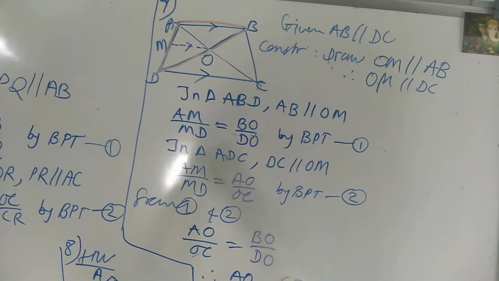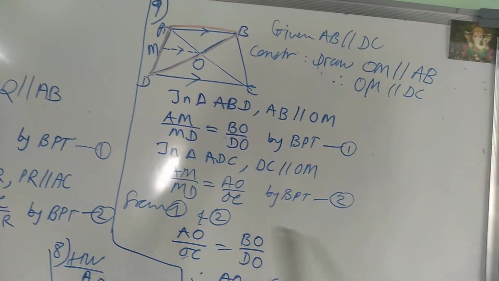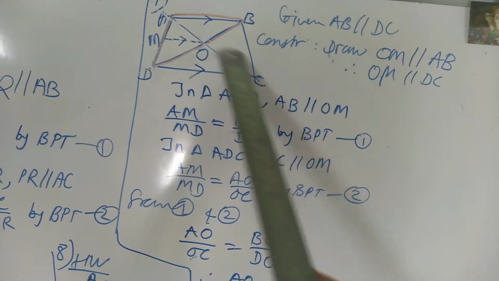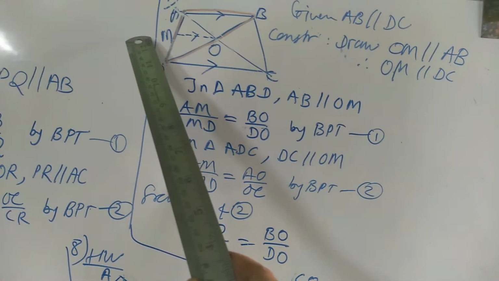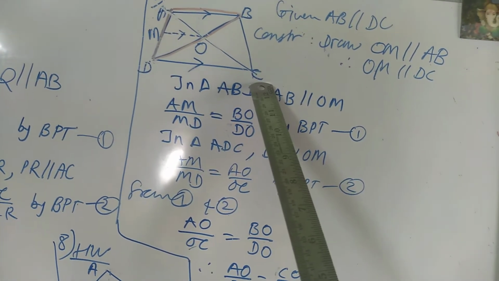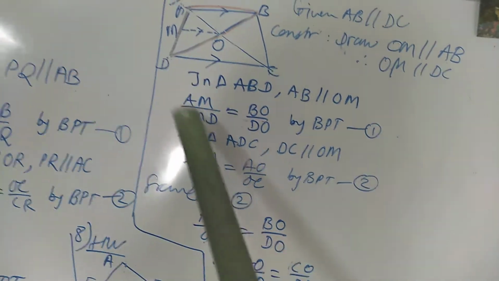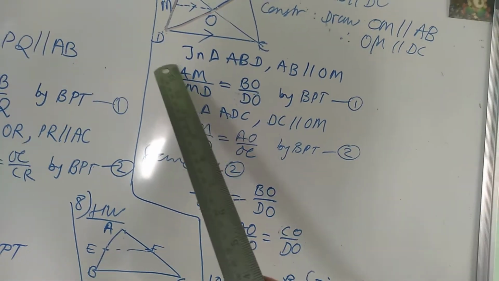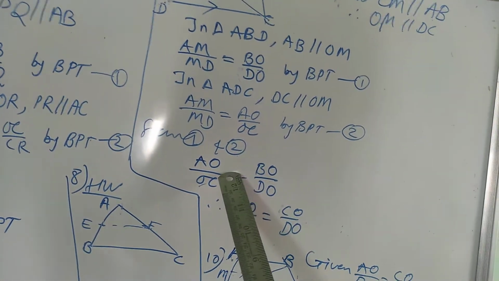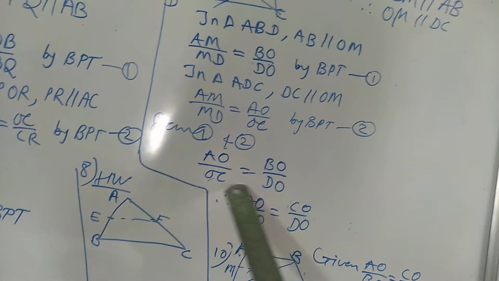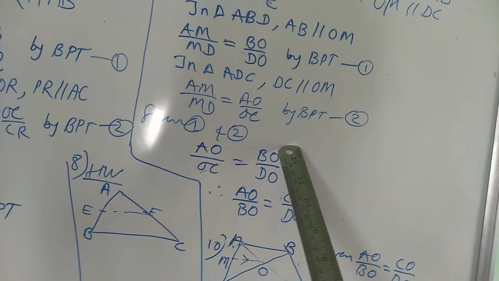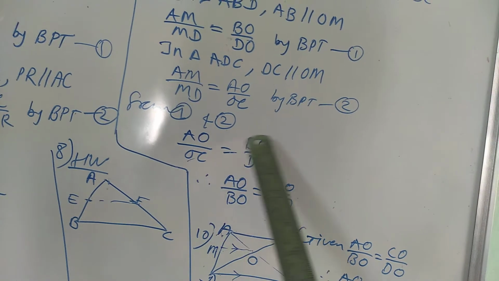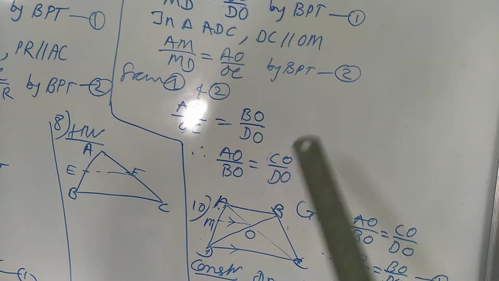Now next we have considered another triangle in such a way that AD should be the common side. So we have considered the triangle ADC. Now in this triangle ADC, OM is parallel to DC and hence we can write down this ratio. From equations 1 and 2 you can see that their left hand sides are equal. You can equate the right hand sides. Now these are the fractions you got which are equal. We know that cross multiplication of the fractions will be equal and hence we can interchange BO to OC and OC to BO and you will get the required result.